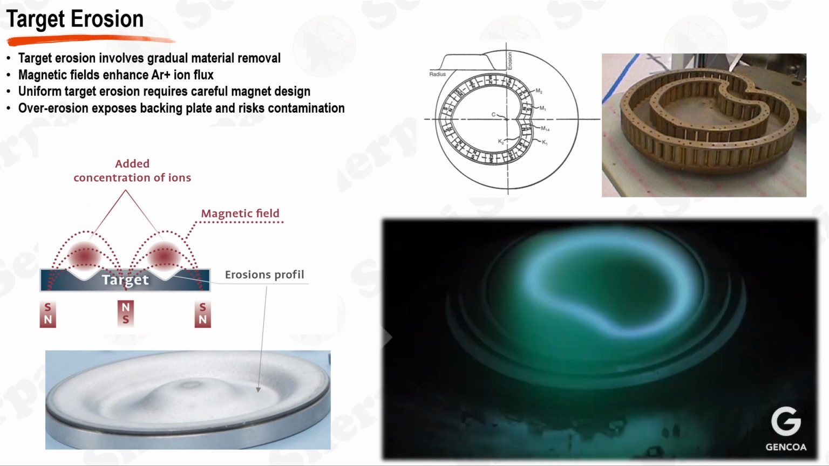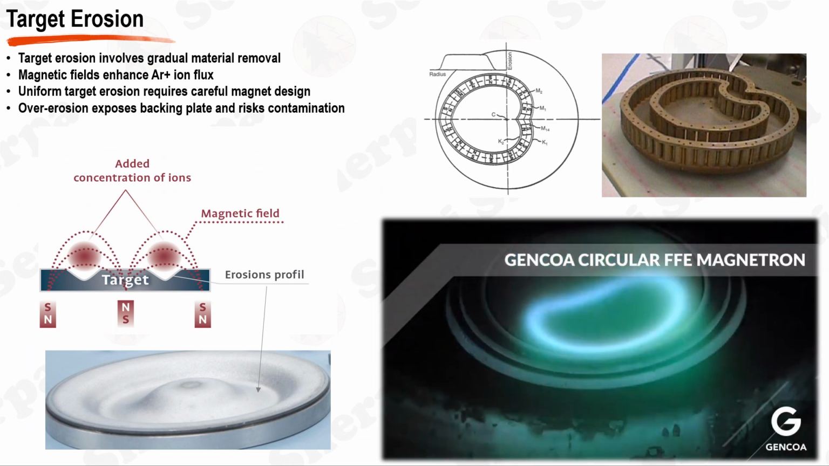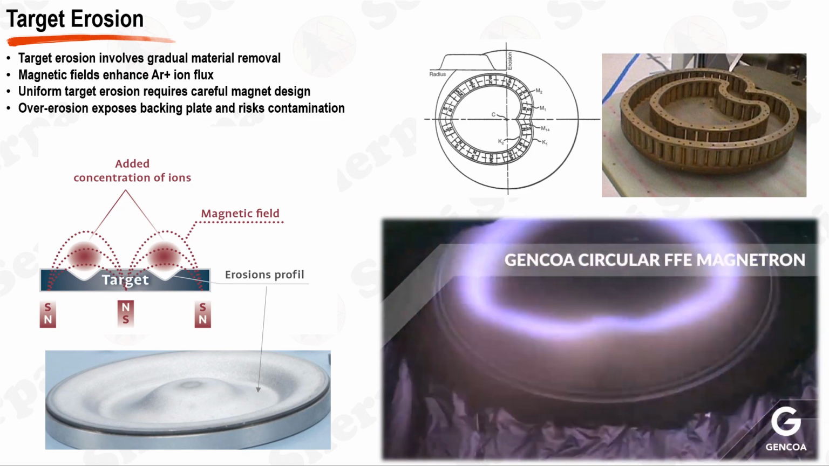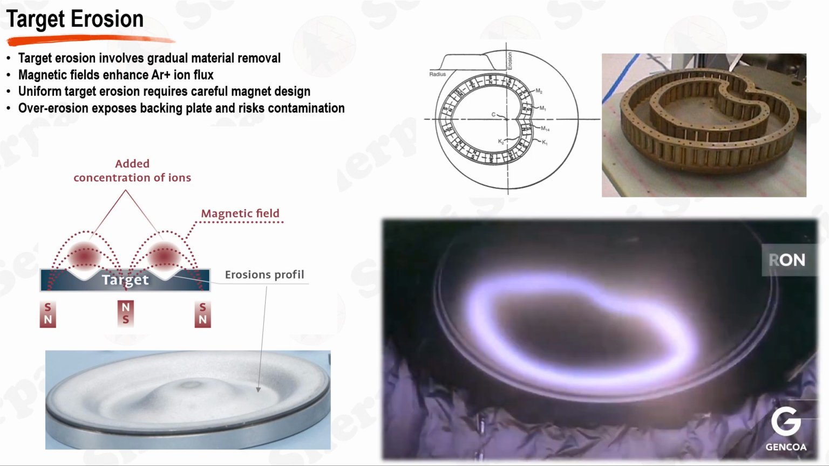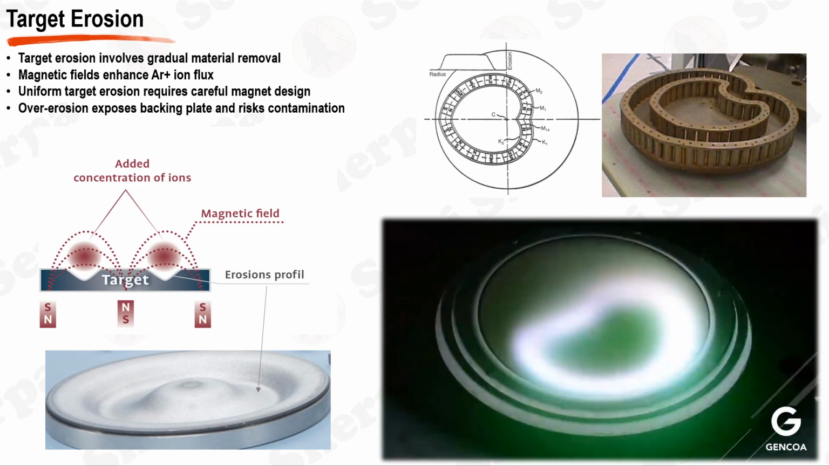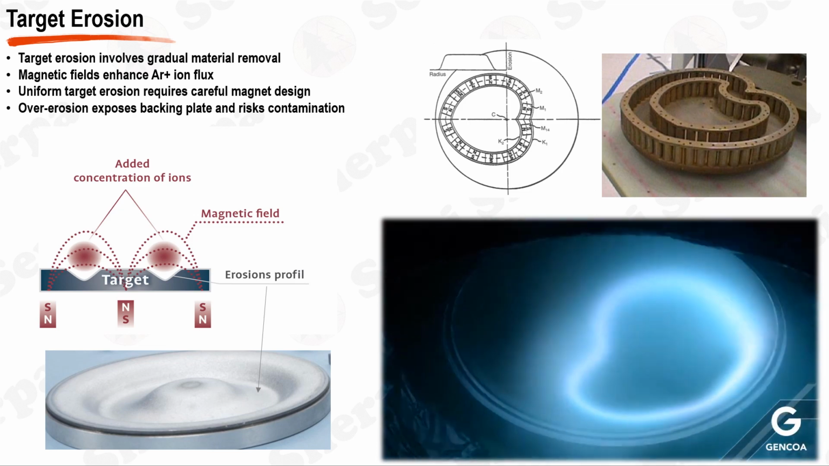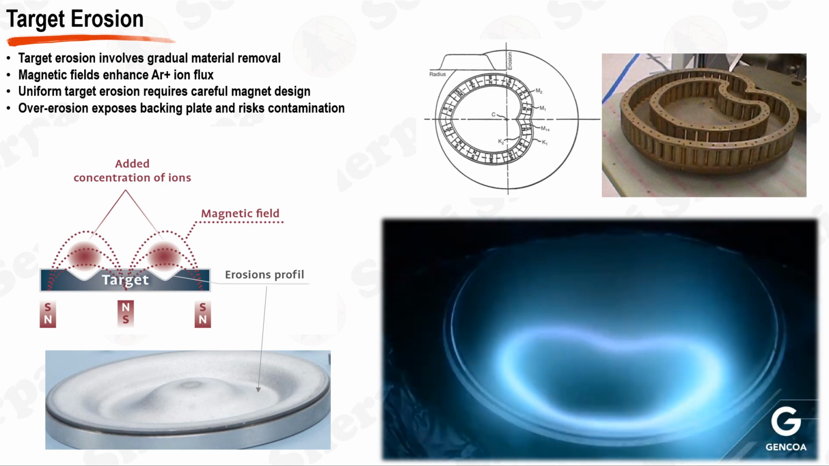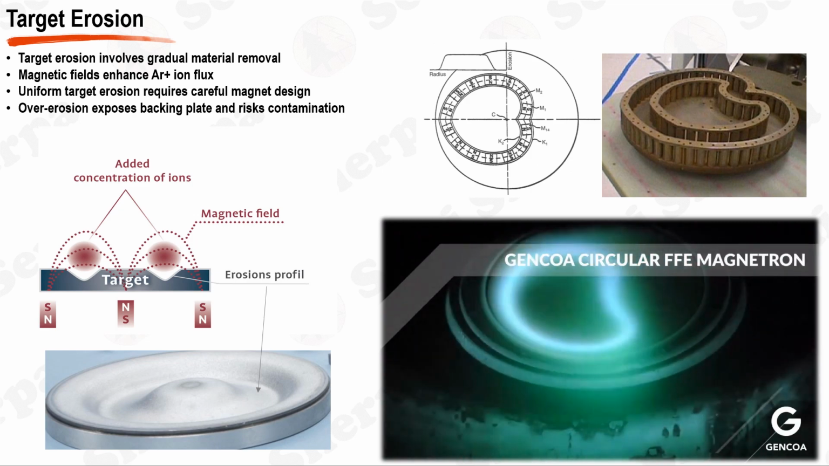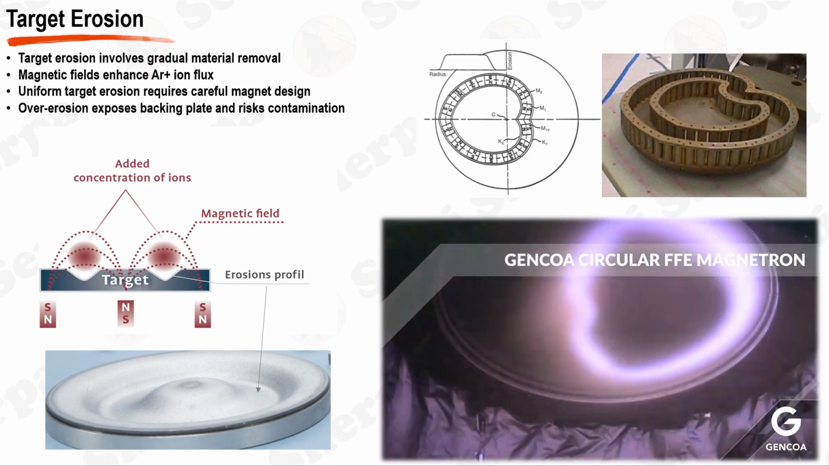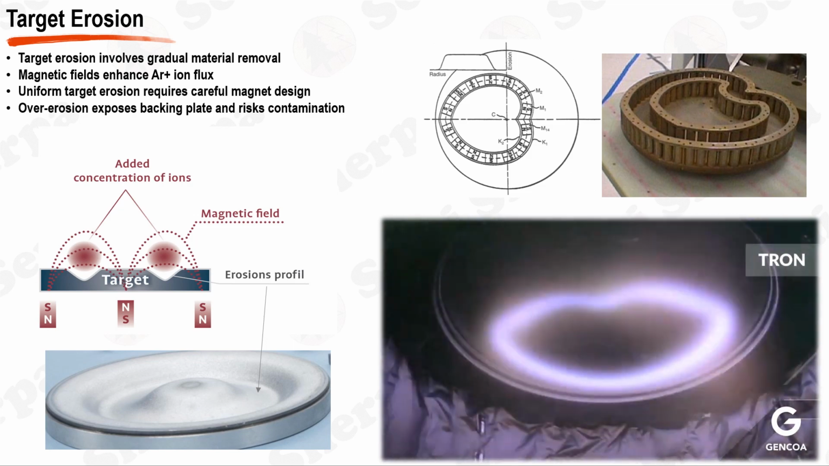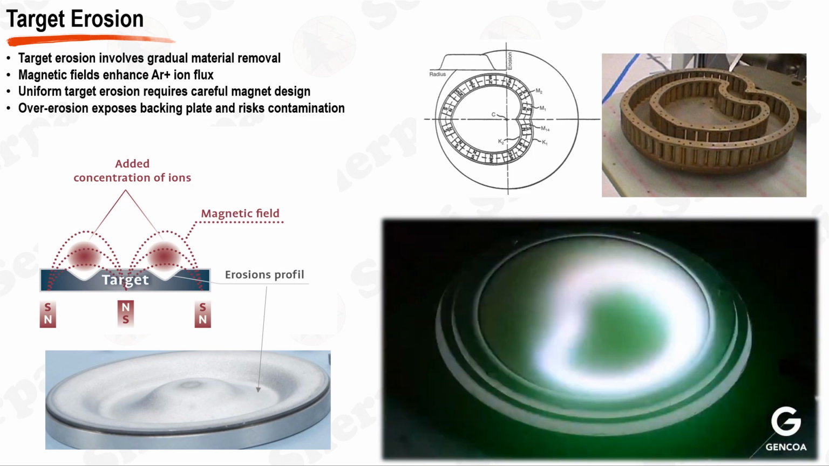Target erosion is a key aspect to consider in the use and maintenance of PVD, physical vapor deposition, targets. Erosion is the gradual removal of material from the target during the sputtering process due to the bombardment by energetic ions, which are often argon ions. In the context of magnetron sputtering, a magnetic field is used to enhance the argon ion flux, making the sputtering process more effective. This is achieved through a phenomenon known as E-cross-B drift, where charged particles move perpendicularly to both electric, E, and magnetic, B, fields.